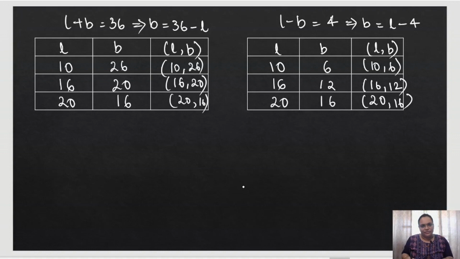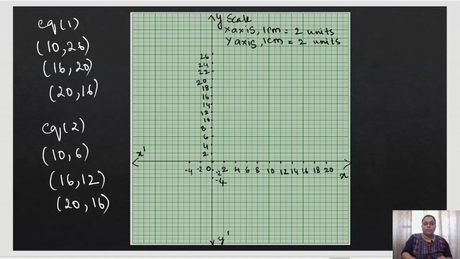Now let us draw the graph. From the first equation, the first point is 10 and 26. 10 on the x-axis, 26 on the y-axis, which is this one. And 16 and 20. 16 on the x-axis, 20 on the y-axis, which is this one. And 20 and 16. 20 on the x-axis, 16 on the y-axis, which is here. Okay, now let us join these points.